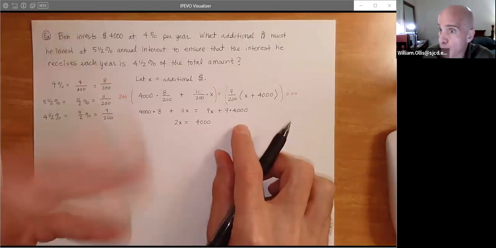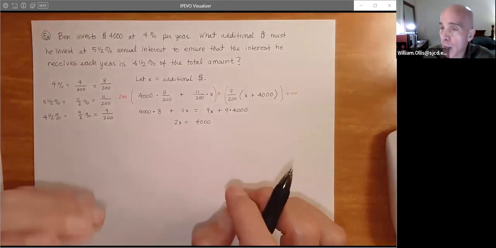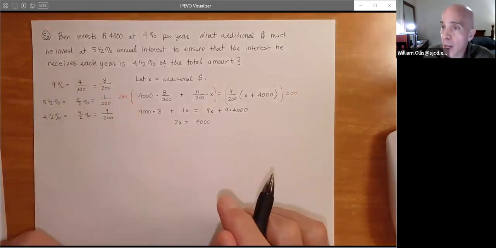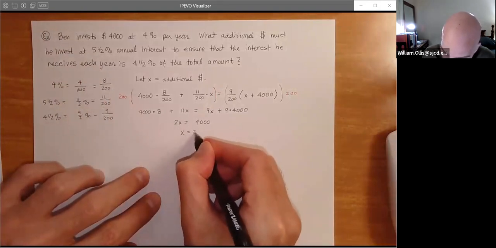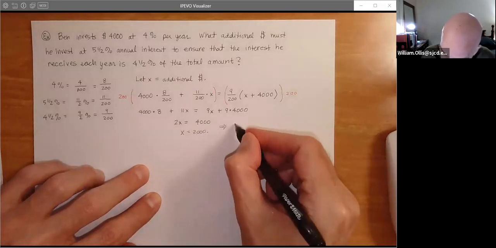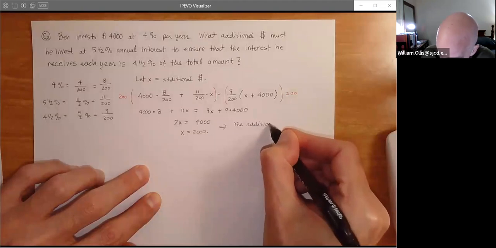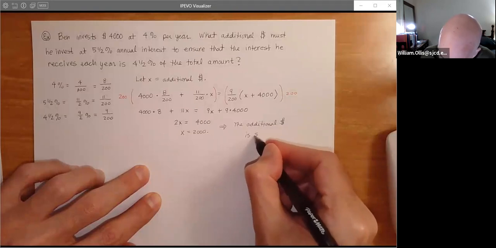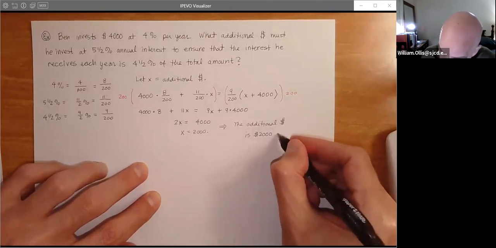Again, this is just another technique that I think you might find useful, especially as you all start to tutor. Some of you may become tutors in the Student Success Center, or maybe you're already tutoring at your high school. But now when we divide by 2, x is 2,000. So this would imply the additional amount, or the additional money, is $2,000, of course, invested at 5.5%.